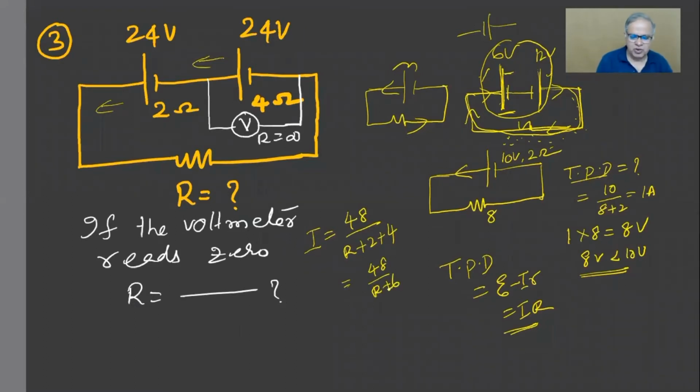Now the voltmeter reading is 0 means E minus IR is 0 for the 24 volt cell. That is 24 volts minus I, 48 by R plus 6, into small r, which is 4, is equal to 0. So R you should be getting. So this simple question is an excuse for us to understand a few things about the EMF and terminal PD once again. So how much is R from there?